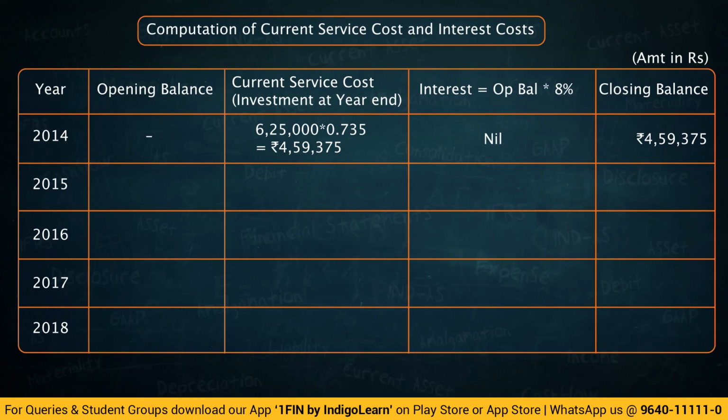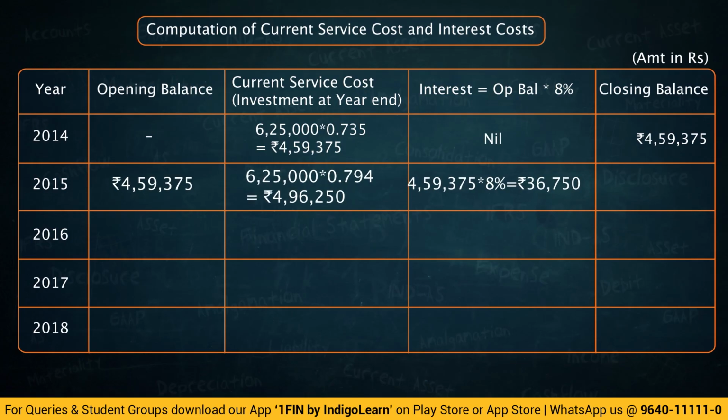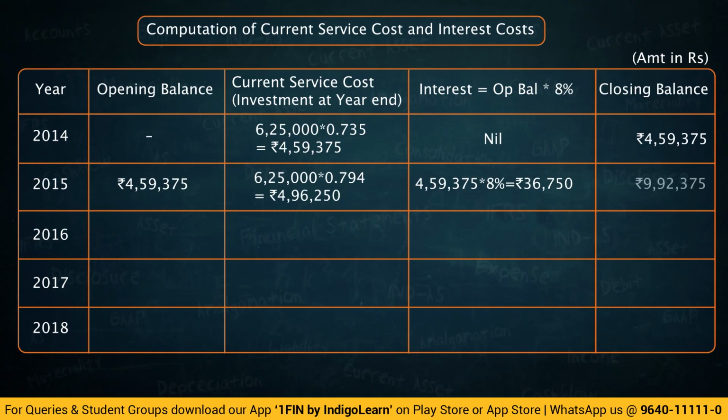Excellent. Now come to the beginning of second year. Opening balance is the closing balance of last year. Fine. Then what is the interest cost? Interest cost is 8%. Acha. So 36,750 is the interest cost. Okay. Now what is the current service cost of second year? We already calculated that. Current service cost of second year is 4,96,250. It is as if an extra loan was taken by the company at the end of second year, which is 4,96,250. Okay. Now opening there was a loan of 4,59,375 plus interest got added. To that we took extra loan. So what is the closing balance? Closing balance is 9,92,375.